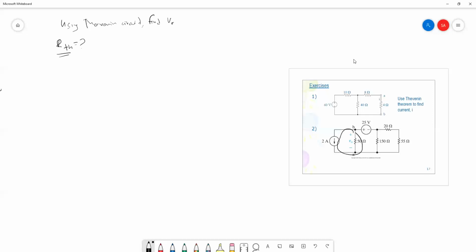So what is your RTH? So first of all, what you need to do is to disconnect the load. So right now your load is actually this 50 ohm, so you need to disconnect the load. And the second step is to kill all the sources. Okay, so I is equal to 0 and also V is equal to 0. So that means that your circuit will be written like this.